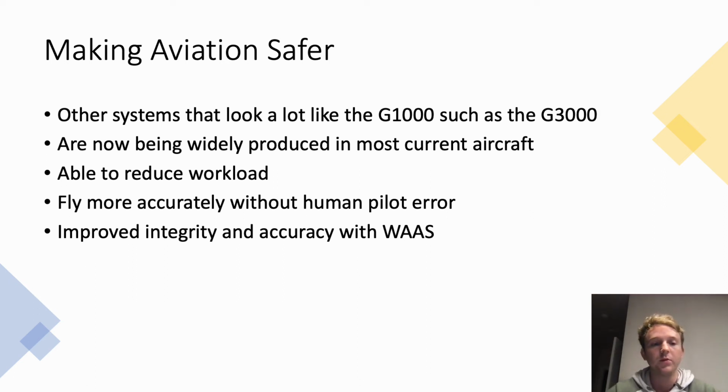Through this, we're able to reduce workload and fly more accurately without human pilot error, since sometimes everyone is focused on heading rather than altitude, so you'll dip down, dip up. We can take away that error and fly a lot more smoothly and accurately. And again, with WAAS, improved accuracy and integrity through that GPS ability, with the master stations, the ground stations, and all that to correct for GPS errors.